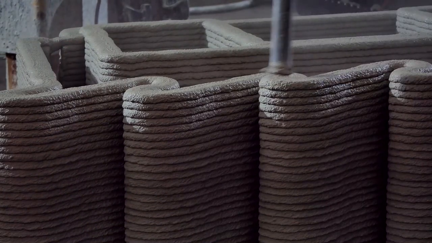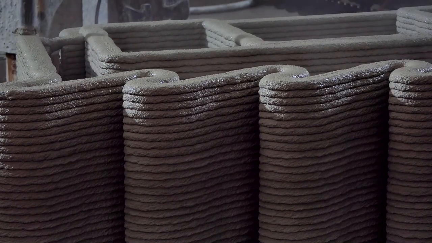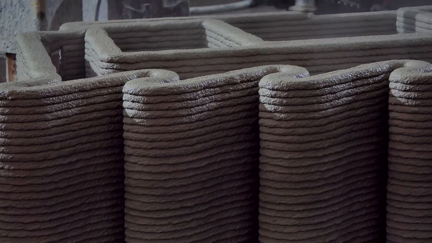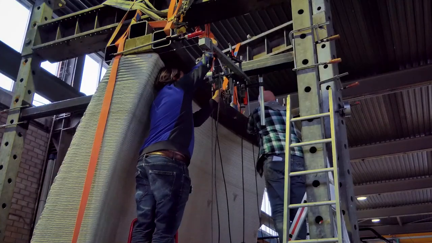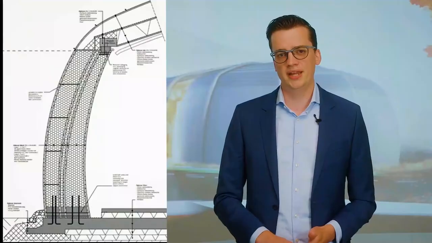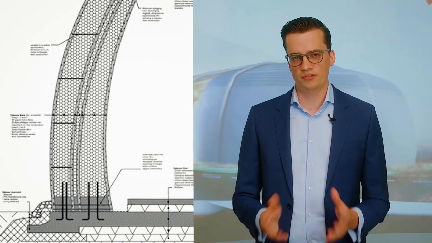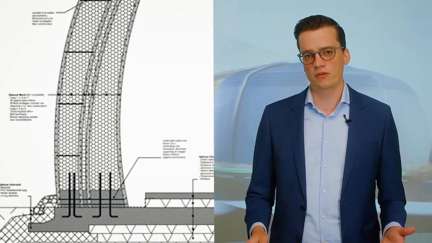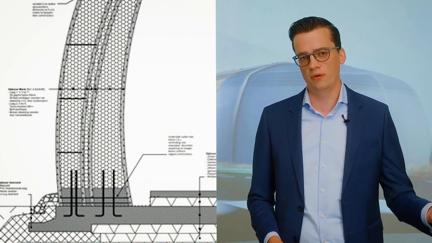The outer leaf of the wall is connected to the structural part of the wall by wall ties, which were specially designed and tested for this project. Printing one wall element of about 3 meters in width took around 2 hours. When the printing was completed, the lower 30 centimeter of each wall was filled with cast in situ concrete to create a connection between the foundation slab and the wall.